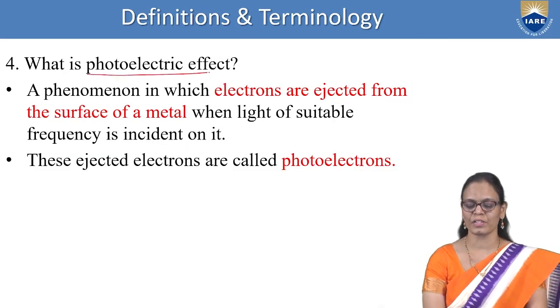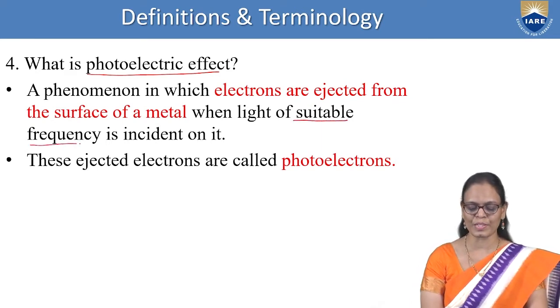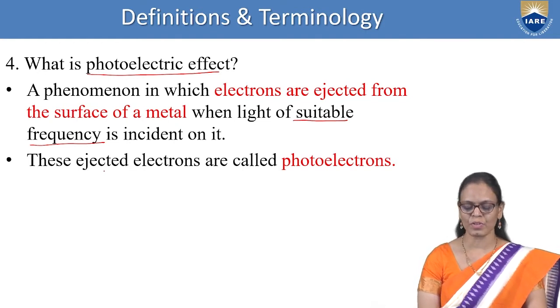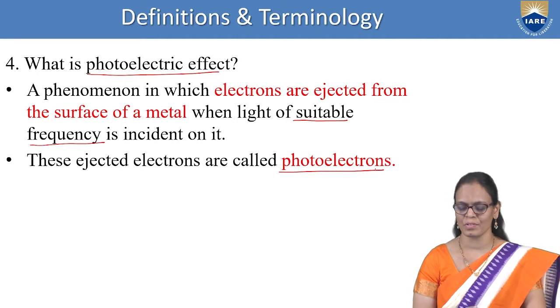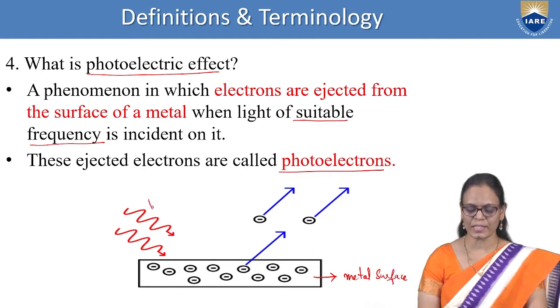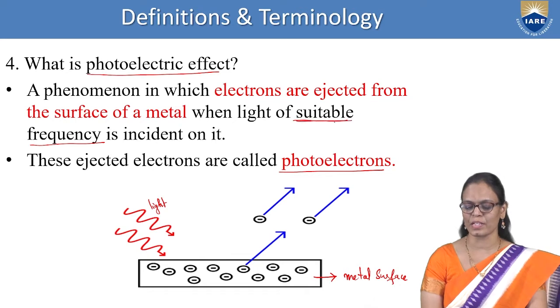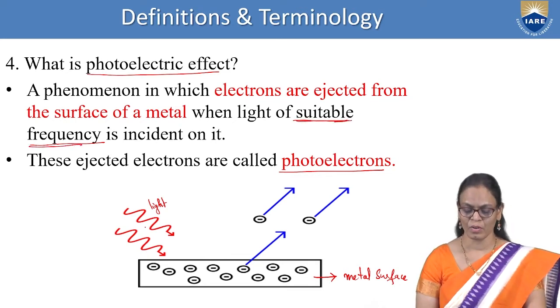Next is, what is the photoelectric effect? It is a phenomenon in which electrons are emitted from the surface of a metal when light of suitable frequency is incident on it. The electrons that are ejected are called photoelectrons. Let us see this phenomenon. Consider a surface. This is a metal surface. Now light is incident on this surface. This is the light. When light of suitable frequency, this is very important, is incident on it, electrons are emitted. These are the photoelectrons that are emitted.